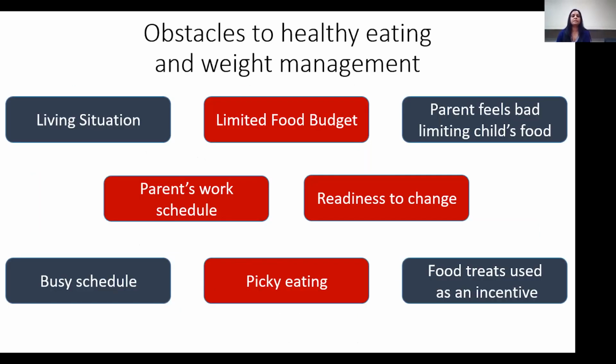So there are many obstacles to healthy eating and weight management, like living situation and limited food budget. To buy a salad, it may cost $3 to $4, whereas a McChicken is $1. I'm a big fan of the McChicken, but people tend to go towards the least expensive food, parents' work schedule, readiness to change, and parents feel guilty to make any changes.